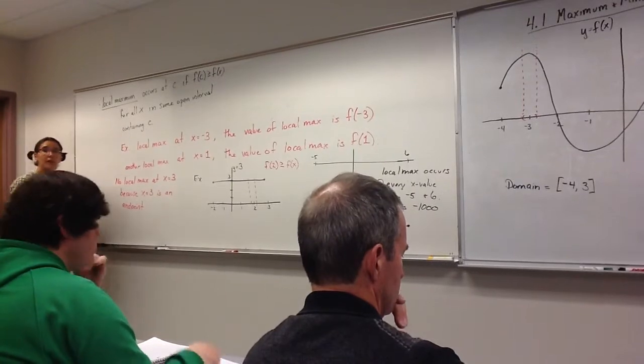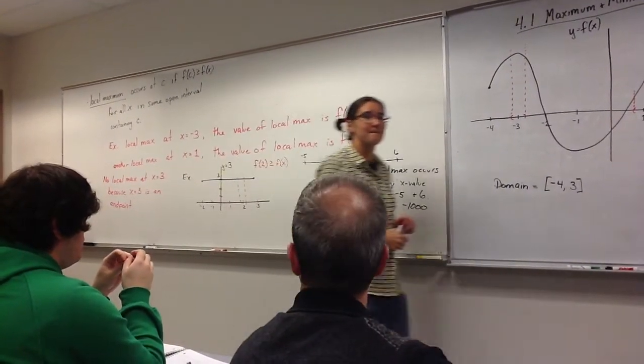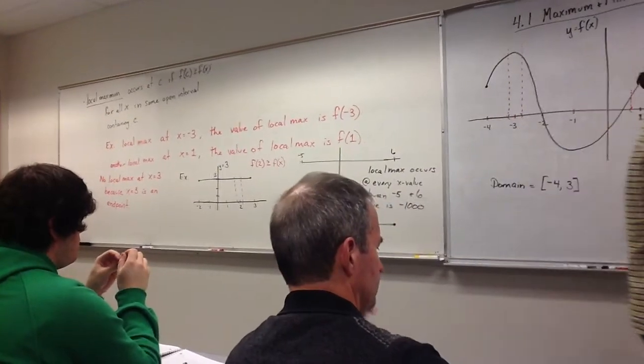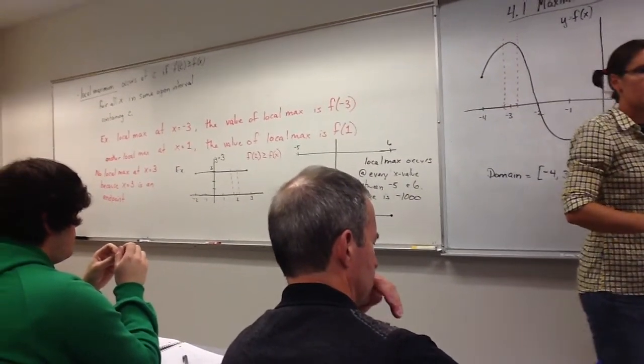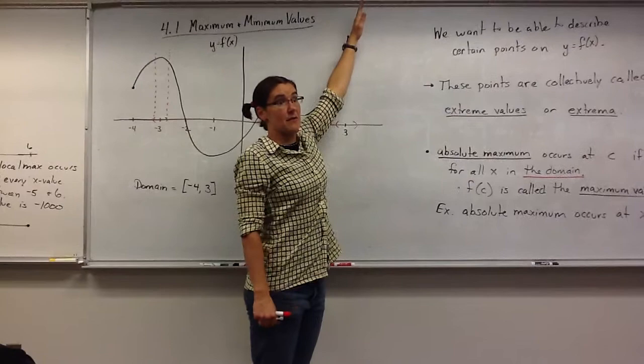If the function went on to infinity, would the absolute maximum be undefined, or would it be infinity? Yeah, so if this continued to extend forever, and our domain included all real numbers up to infinity, then we would say that this function does not have an absolute maximum.